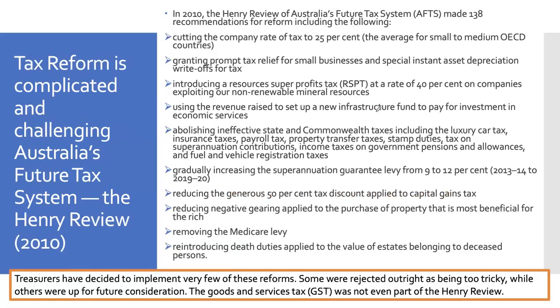Now, the key bit to understand, and we're not going to go through all of this, but I thought it's interesting information to have, is that tax reform is complicated and challenging. The tax system in Australia is complicated. So there have been a number of reviews. In 2010, there was something called the Henry Review, which made 138 recommendations, including cutting the tax rate for company tax. But very few of these have been implemented because doing tax reform is challenging and complicated. And you can see some of the things that they recommended, and very few of them have been implemented.